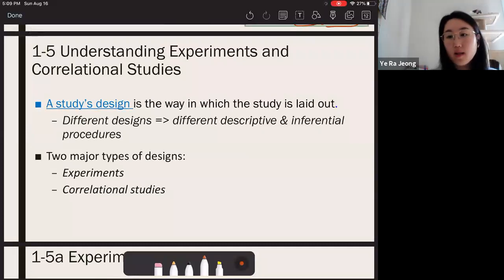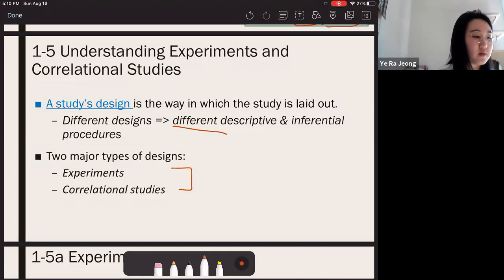And when you're collecting data, you have to have a design based on how you're going to collect data. How is the study laid out? That's the design. And depending on what type of design you use for your study, you use completely different types of descriptive or inferential procedures. So when you're collecting data, you have to first determine what type of design you are going to use for your research. And there are 2 major types of designs: experiments and correlational studies.